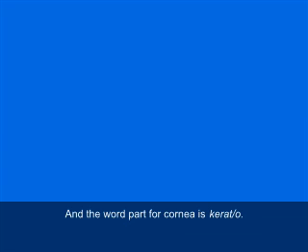On the front surface of the eye, where it is not white, we have a clear window, a clear part of the eyeball where light can get into the inside, so we can see. And that clear part on the front surface of the eye is known as the cornea. And the word part for cornea is kerato, KERAT/O.